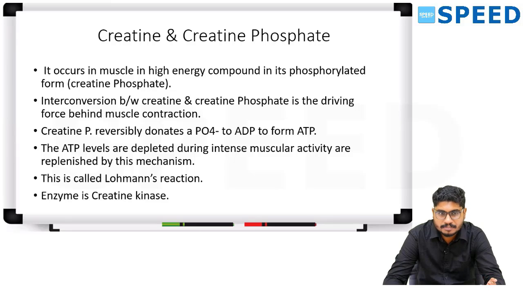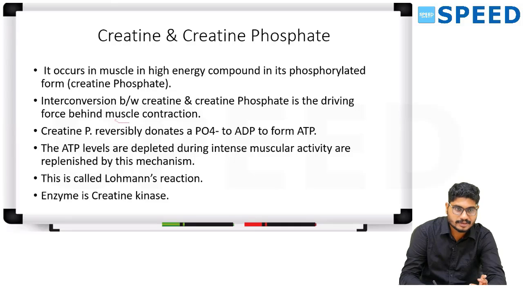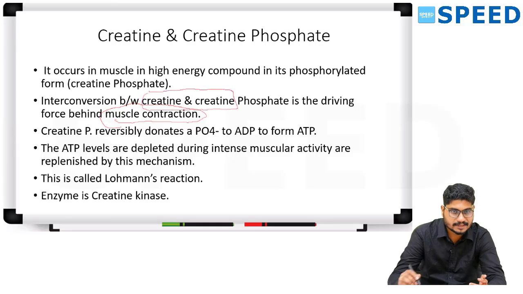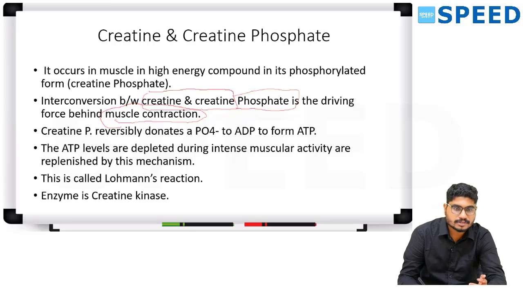The interconversion between creatine and creatine phosphate is the driving force behind muscle contraction. Creatine phosphate reversibly donates the phosphate to ADP to form ATP. When ATP levels are depleted during intense muscular activity, it is replenished by this mechanism, and this is called Lohmann's reaction.